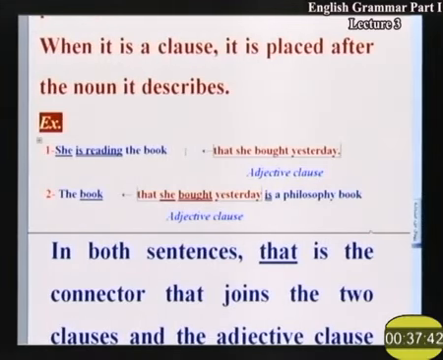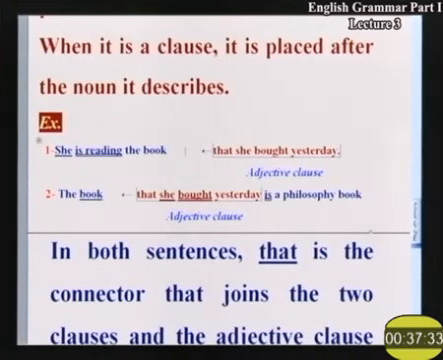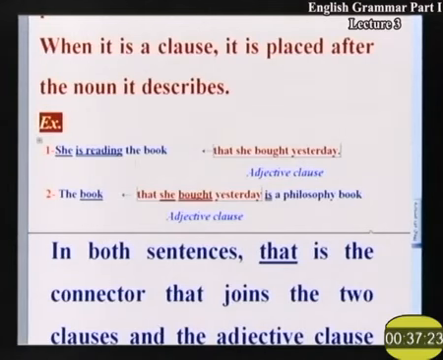The connector that joins the adjective clause اللي هي that she bought yesterday بتوصلها بالجملة الأساسية the main clause. طيب the adjective clause comes right after the noun it describes. يعني هنا هي ال adjective clause دي بتوصف ايه؟ It describes the word book. The book that she bought yesterday. طيب that is a connector which is used to refer to objects and to human beings.